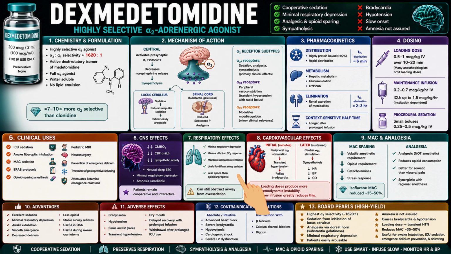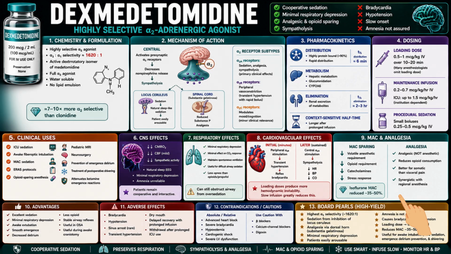Airway can still be obstructed with oversedation, particularly in patients with OSA or anatomically difficult airways. Always monitor. Do not become complacent because dexmedetomidine rarely causes apnea. MAC-sparing and analgesic properties. MAC-sparing: dexmedetomidine significantly reduces the MAC of volatile anesthetics. Isoflurane MAC is reduced approximately 35 to 50% at clinical dexmedetomidine concentrations. This allows you to run significantly lower concentrations of volatile agent, reducing cardiovascular depression, reducing emergence time, reducing PONV.